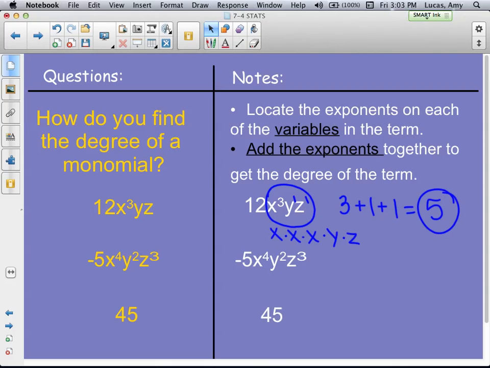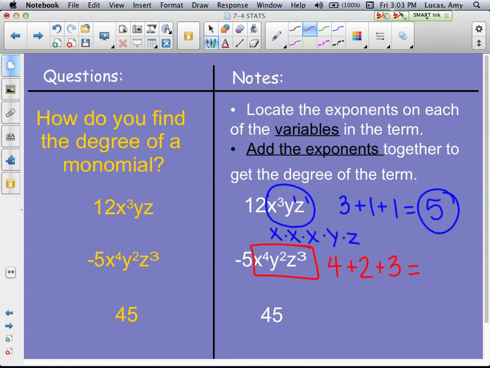So if you don't see an exponent on your variable, but there is a variable there, you can write in a 1 for its exponent. The second one is pretty clear because all of the variables have exponents written in. 4 plus 2 is 6, plus 3 is 9. So the degree for my second term is 9. And then my third one, there isn't a variable at all, so this has a degree of 0. So degree of 0, because there are no variables. It's just a constant number.